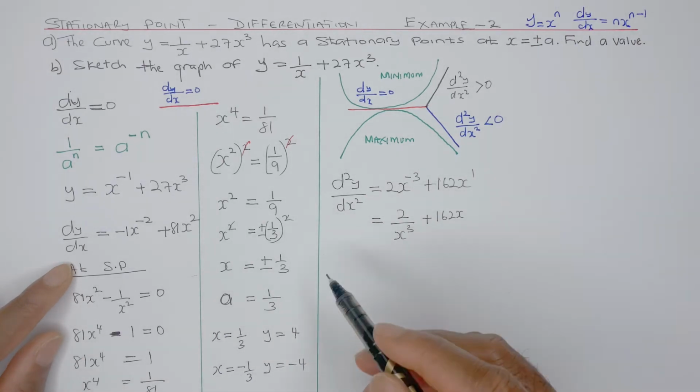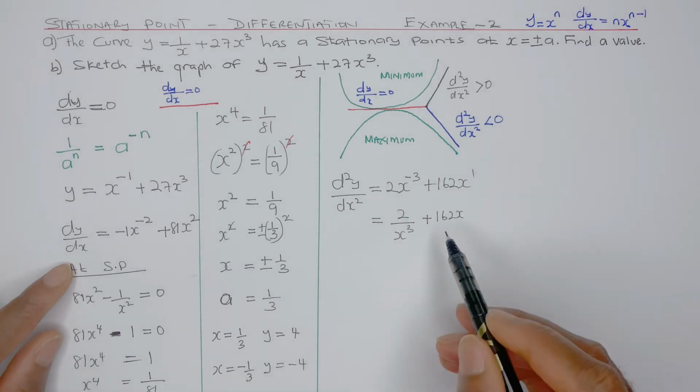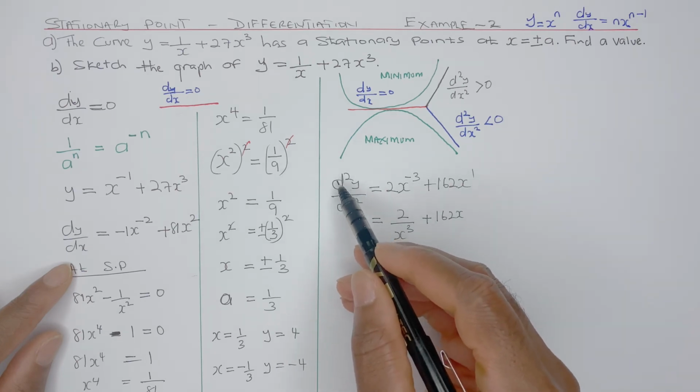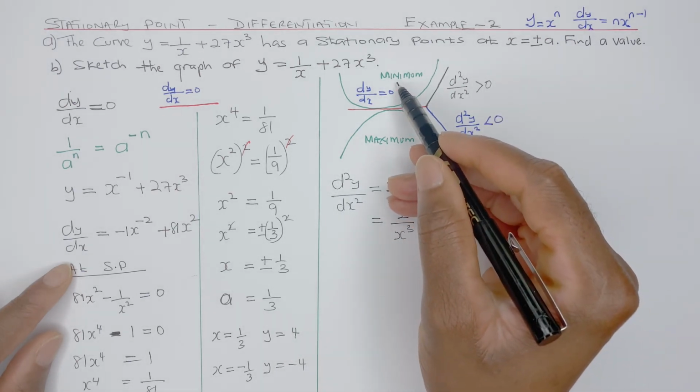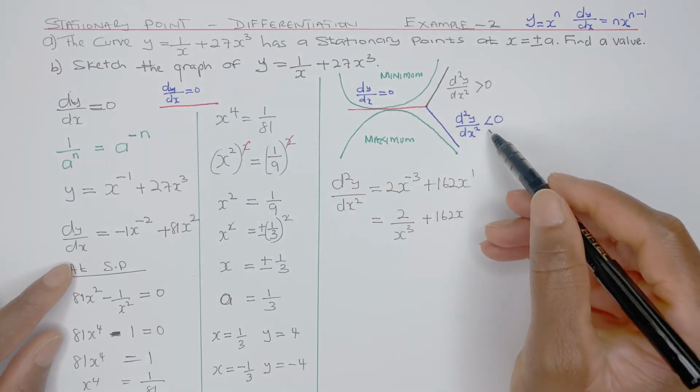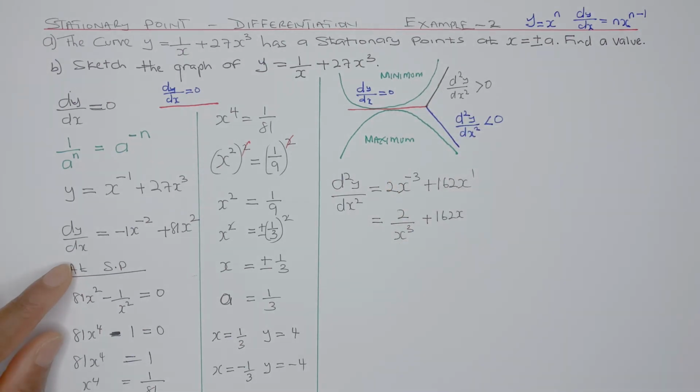And that's d²y/dx². So now we need to plug the x value into there to find the value of d²y/dx². And if that's positive, then we know it's a minimum point. If it's negative, then we know it's a maximum point.